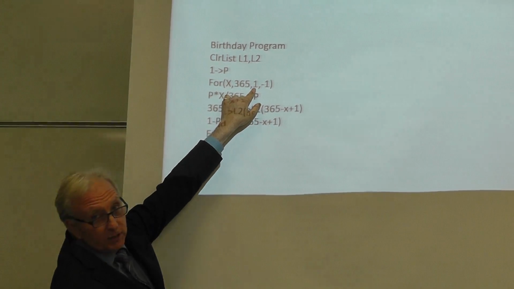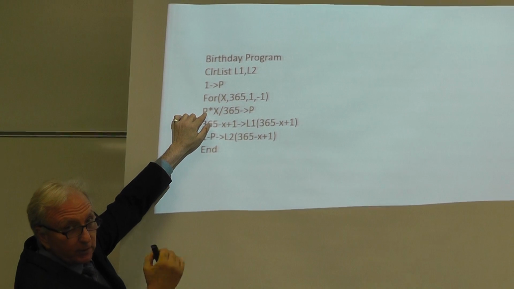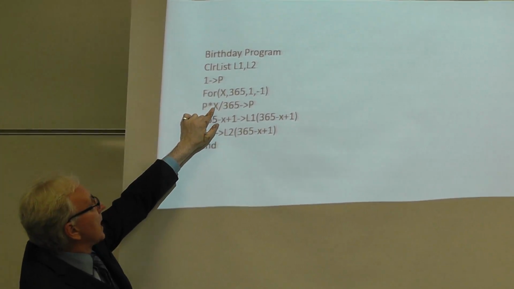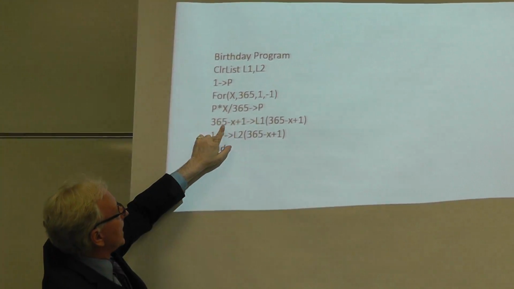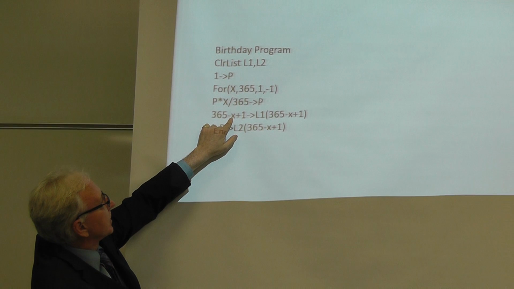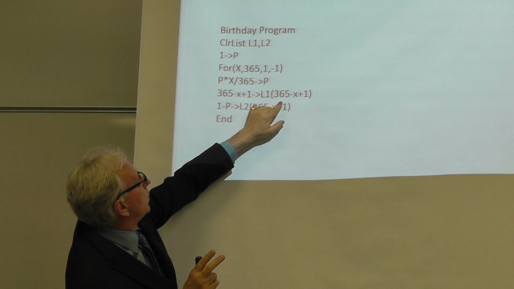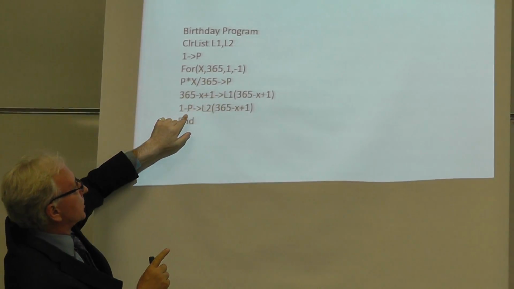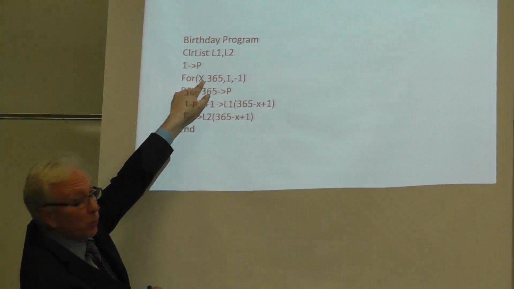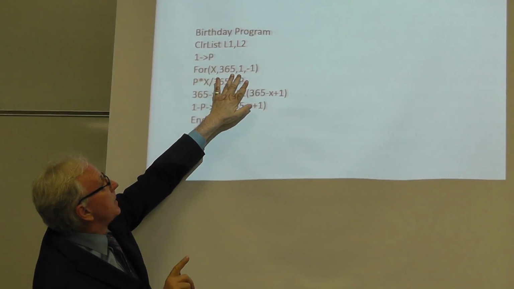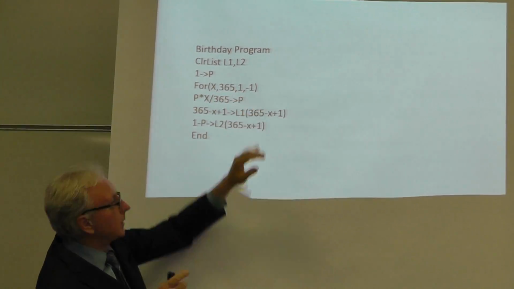When x is equal to 364, we're going to have P, the original P, which is 365 over 365, times 364 over 365 gets stored into P, right? 365 minus 364 is 1, plus 1 is 2. So you have L1 of 2, and then 1 minus this P is going to be the probability that they both have the same birthday. Going to the next one, only one more I'm going to do, is going to be when x is equal to 363, with the third person walking into a room.